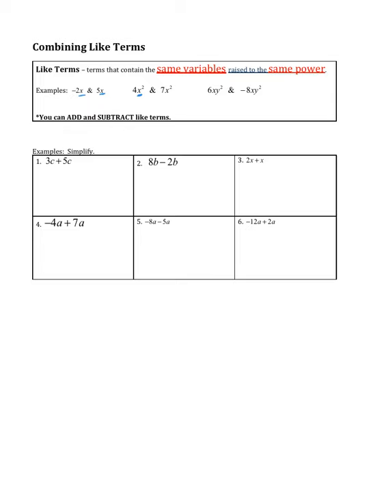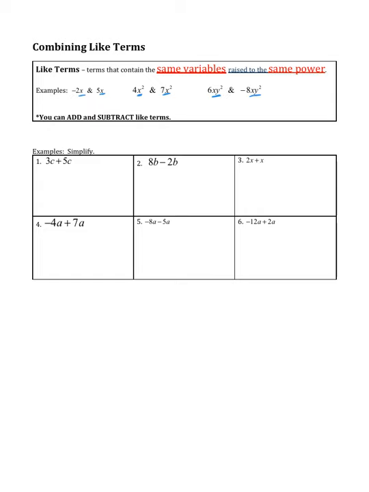Here, x squared and x squared. I can add them together, even with multiple variables. This is x times y squared, and so is this one. So I can combine them. Combine them is a very mathematical way of saying adding and subtracting them, but combining sounds so much more impressive.